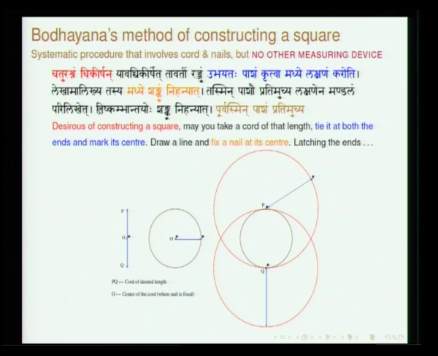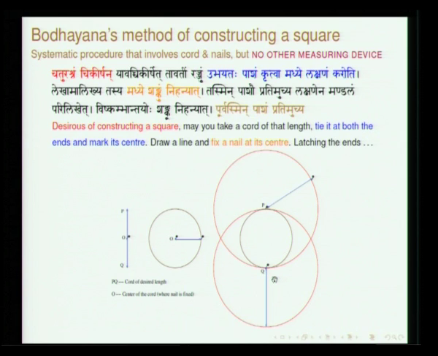Then Vishkambhantayoho. The term Vishkambha which you will encounter refers to the diameter of the circle. Vistara, Vishkambha etc. refer to the diameter. PQ is the diameter here. Vishkambhantayoho anta Shanku Nihanyat. See, you place a nail at P, you place a nail at Q. Then he says Purvasmin Pasham Pratimuchya. Pratimuchya is basically tying. It is a very special usage. In fact, this is one of the words which one can find in the ancient literature.